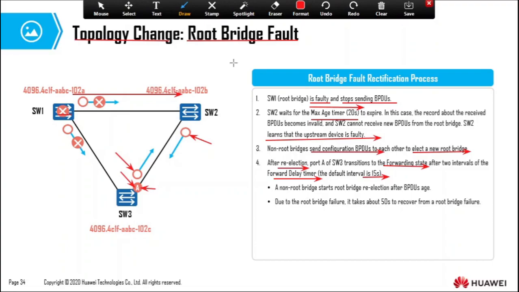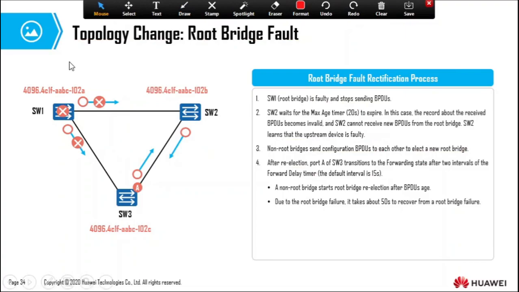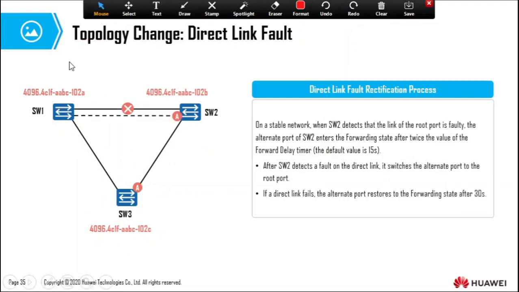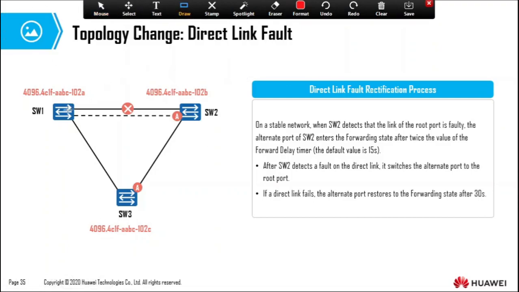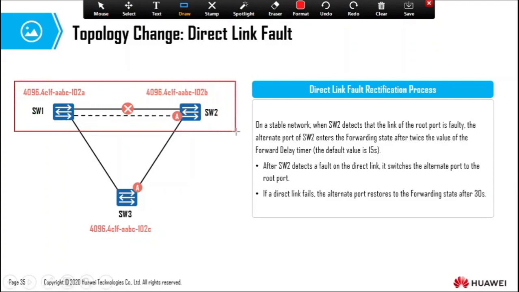Okay. So let's look at another scenario. What happens when a direct link fails? So we saw this in quiz number 3. If we have switch 1 and switch 2, switch 1 is the root bridge, and we have 2 links connecting switch 1 and switch 2, then we have to block one. We block one, and we let the other one be the root port, right? So that's the scenario we are having here.